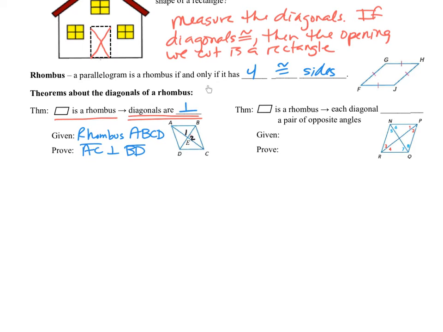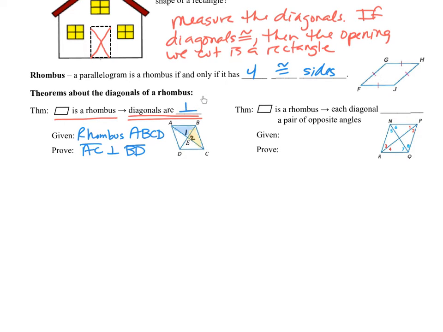So to get angle 1 congruent to angle 2, the way we're going to do that is to get a couple of triangles congruent. So let's see if we can get this triangle that I'm going to shade blue, let's see if we can get it congruent to this yellow triangle. Okay, so to do that, let's see if we can get the two triangles congruent by side, side, side.